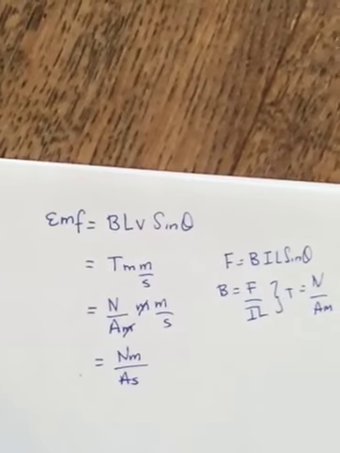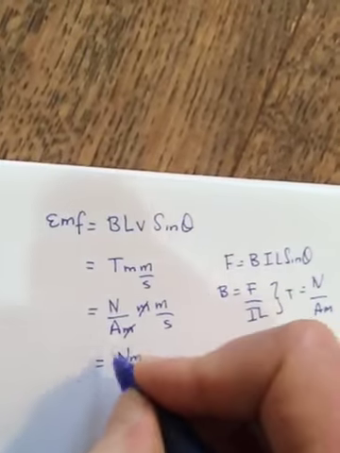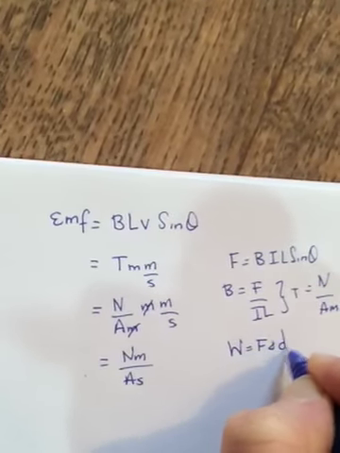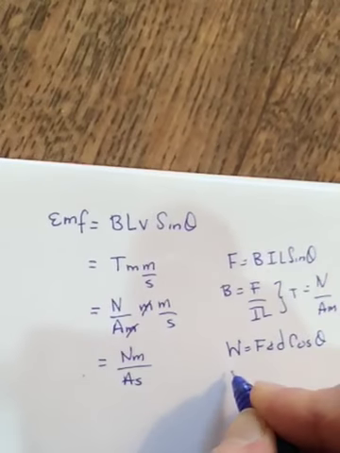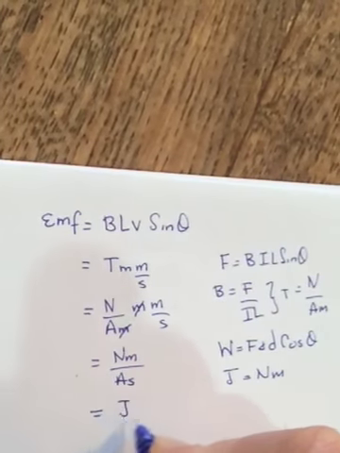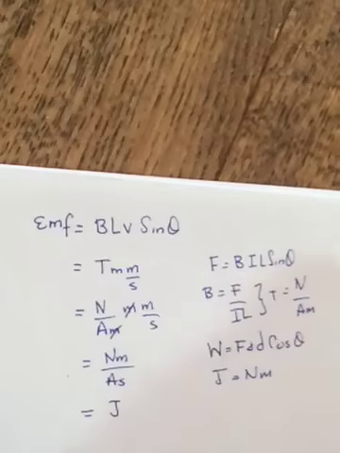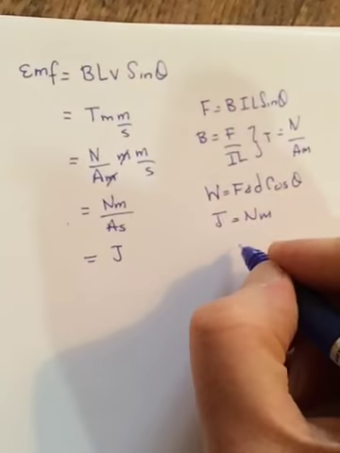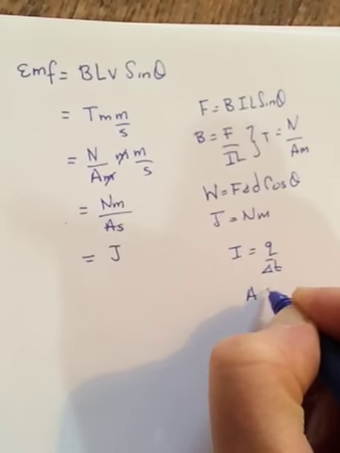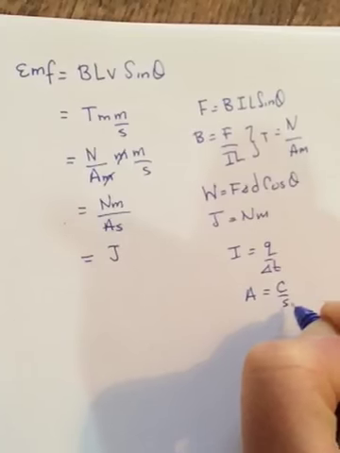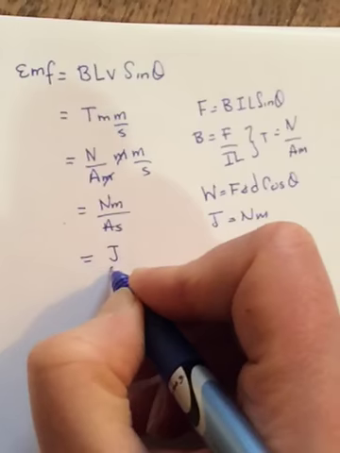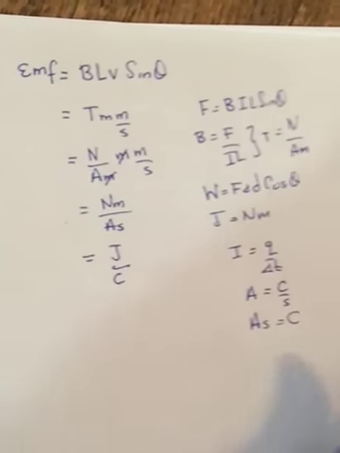And I said a minute ago, time for confessions. Because a Newton meter, if you think of work equal to F delta d cos theta, a Newton meter is really a joule. So we could replace this top part with a joule. And an amp second, if you think of I equals Q over delta t, an amp is equal to a coulomb per second. So an amp second is a coulomb. So this is really a joule over a coulomb.